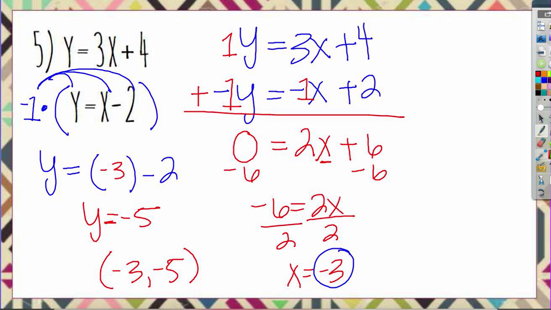Alright, we're to another checkpoint. Go ahead and try number 6 with your partner. You may have to change at least one of the equations. It doesn't matter which one, as long as the numbers out front are opposites and they're the same number. That's what has to happen for it to cancel out.